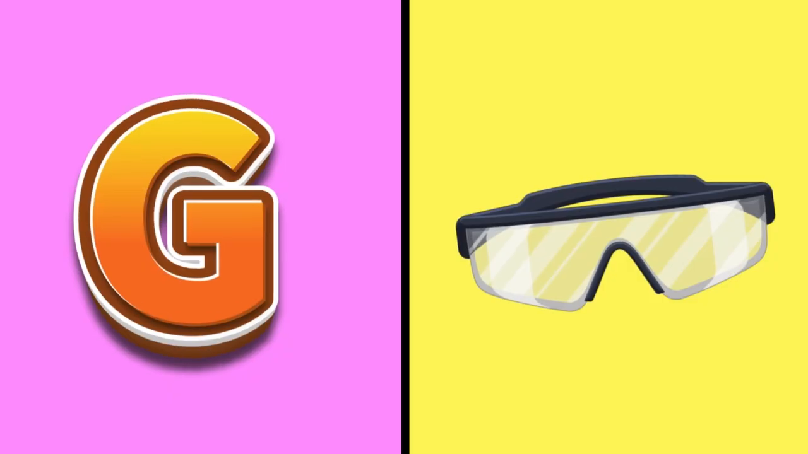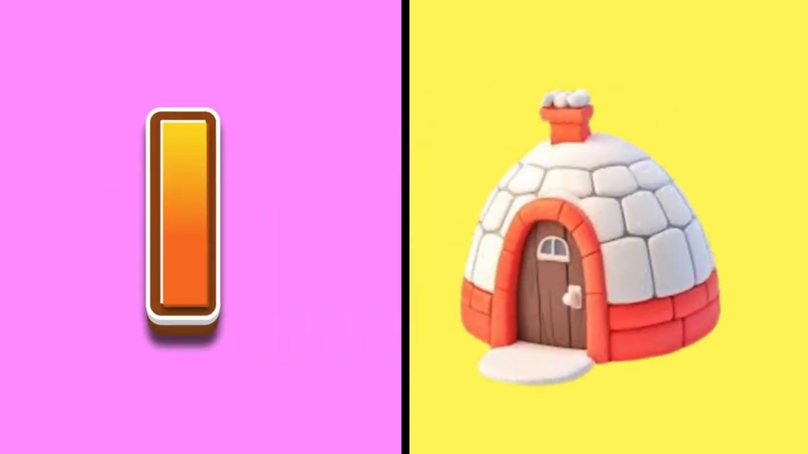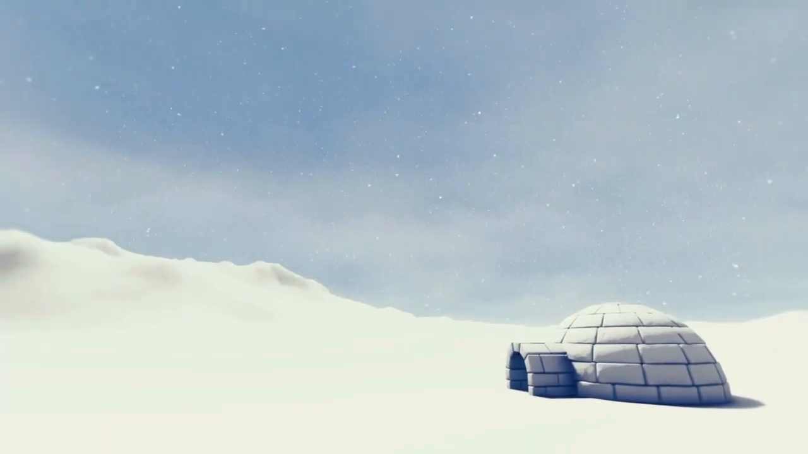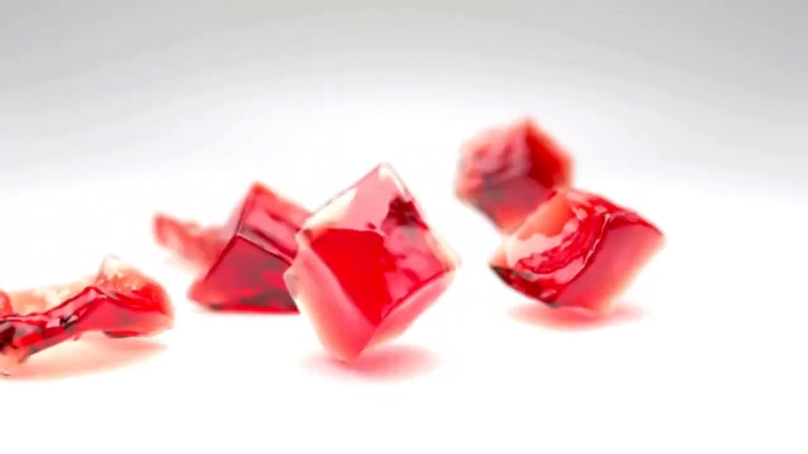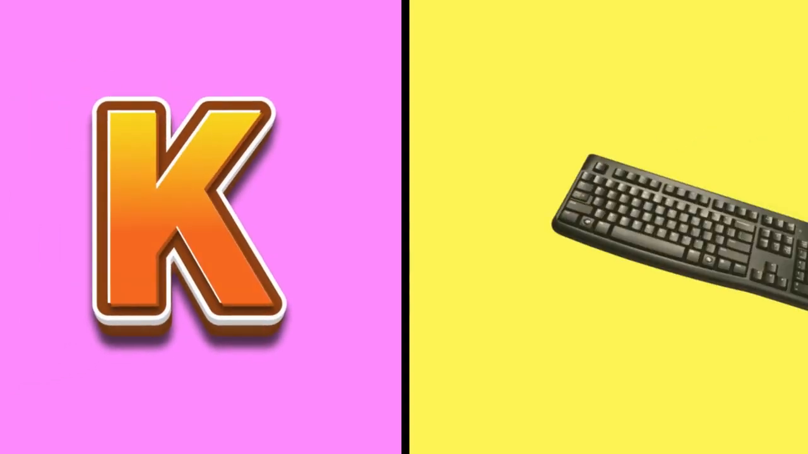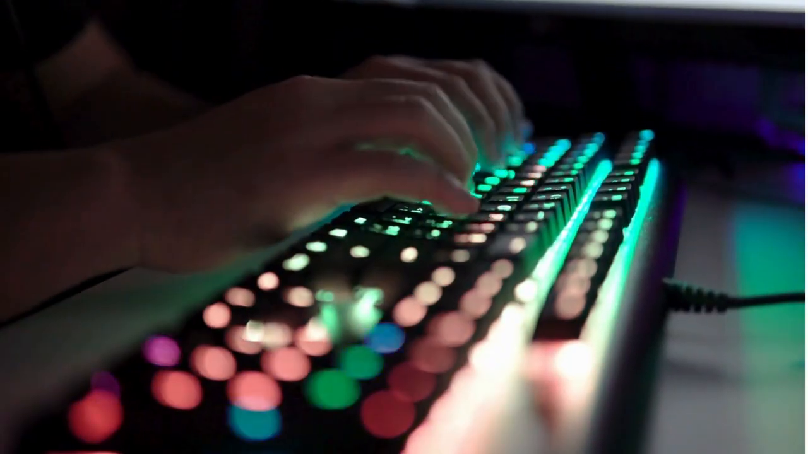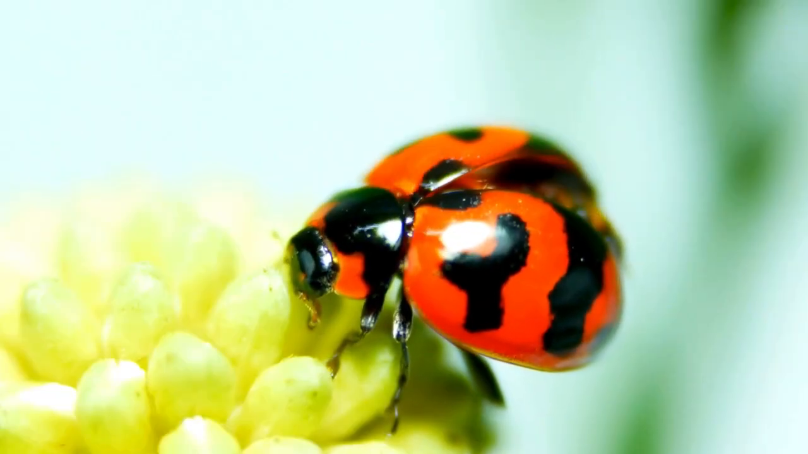G is for glasses. G glasses, glasses. H is for hands. Hands. I is for igloo. I igloo, igloo. J is for jelly. J jelly, jelly. K is for keyboard. K keyboard, keyboard. L is for ladybug. The ladybug, ladybug.